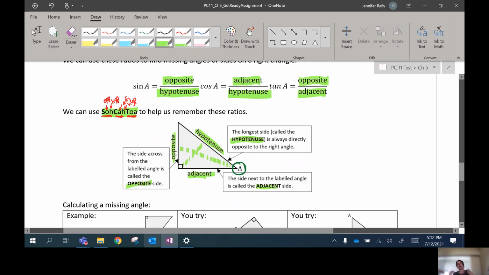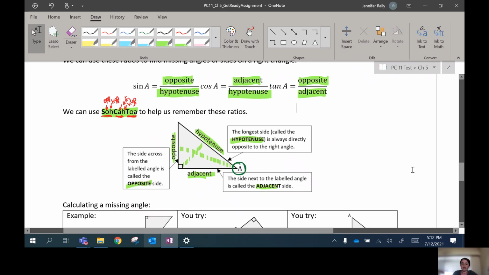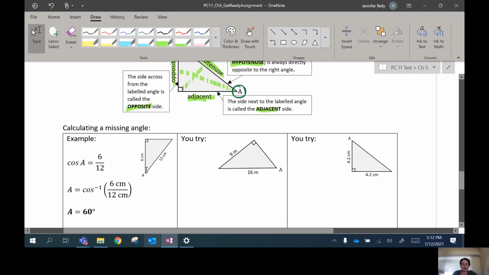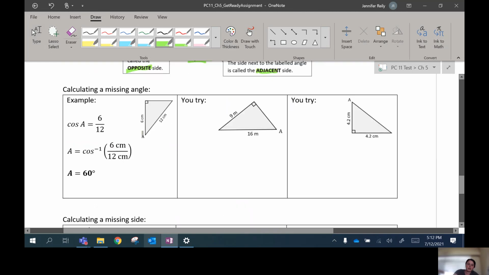So you need to be comfortable writing these ratios down in this unit. So let's practice a couple. One thing you can do, you could use these ratios to solve for a missing angle in a right triangle. So let's say we have the following right triangle here, and we don't know the measurement of angle A.